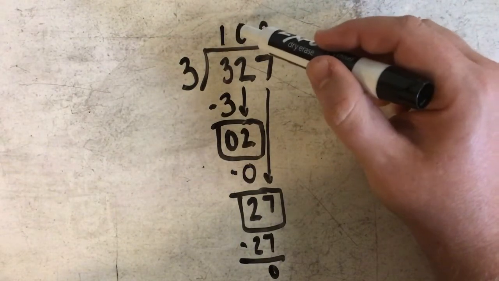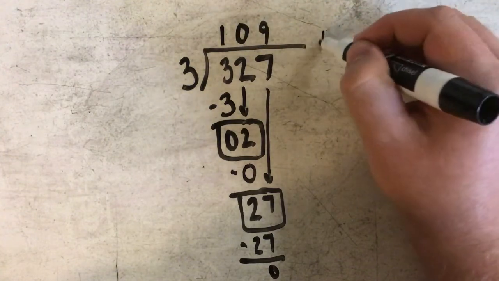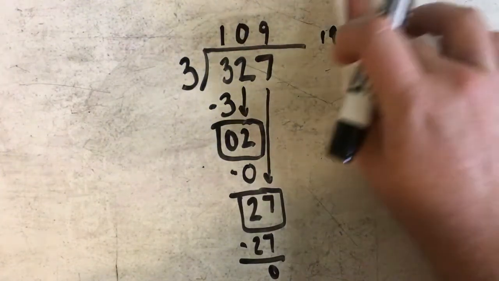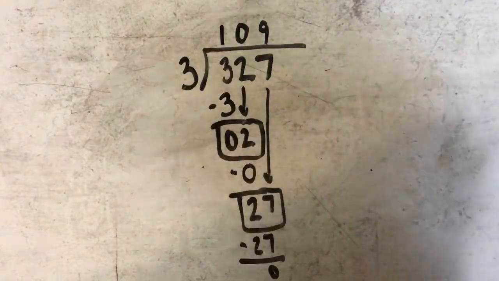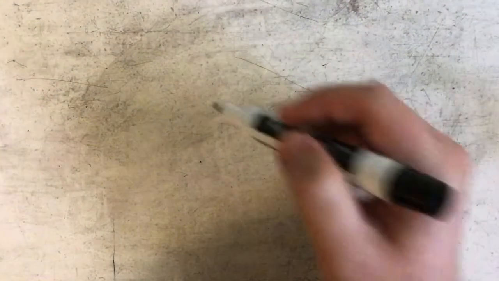Again, that 0 is really important. If I left the 0 out, I would have gotten an answer of 19, which is obviously not correct. So we need to make sure that we are including our zeros in our answers. Let's take a look at another example.